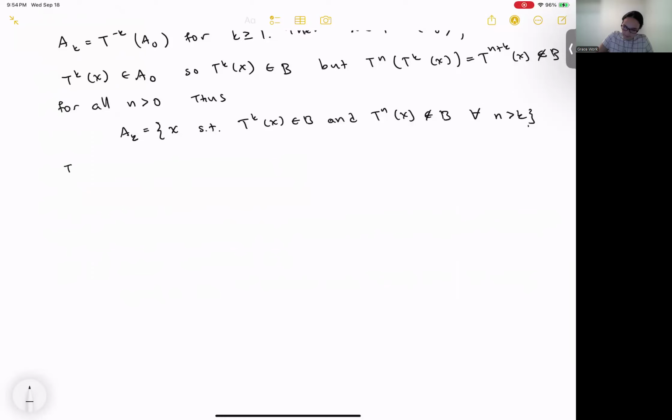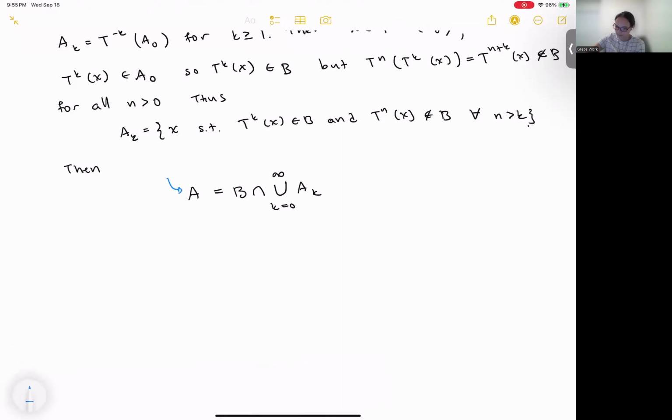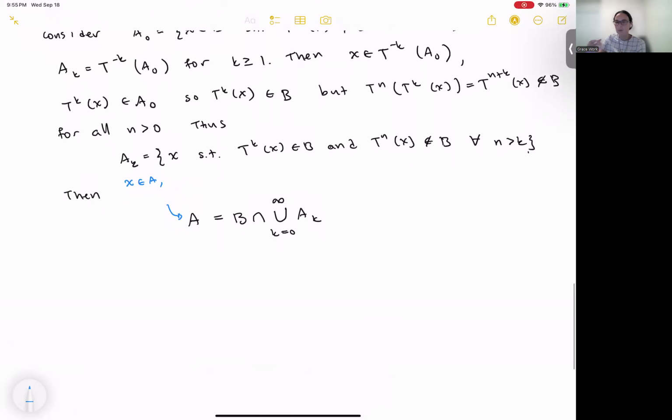All right, then we have that A is equal to the set of B intersected with the union from 0 to infinity of all of these A sub k's. All right, so let's look at why this equality is true. So if we're over on this side, and if we have x in A, then all we need to do is find an A sub k that x lives in. So then we'll show this on this other side of the equality.